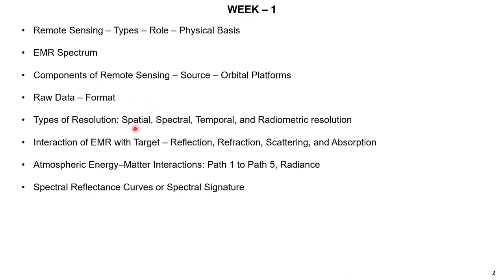Then the most important thing which we discussed is the four different types of resolution, which is spatial, spectral, temporal, and radiometric resolution. Then we saw the interaction of electromagnetic radiation with the target: reflection, refraction, scattering, and absorption are the processes through which the electromagnetic radiation interacts with the atmosphere as well as the target. And finally, we saw the atmospheric energy matter interactions, where we saw path 1 to path 5. These are the unwanted paths from which the energy is being recorded in our sensor. And finally, we saw the spectral reflectance curve or the spectral signature. I hope the session was useful and helpful to solve your assignments as well.